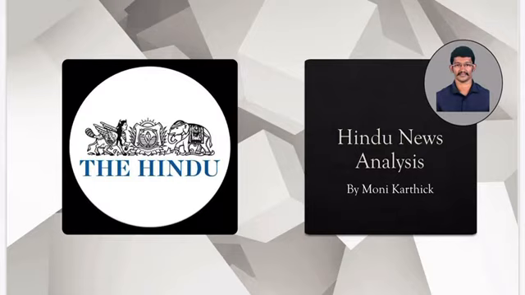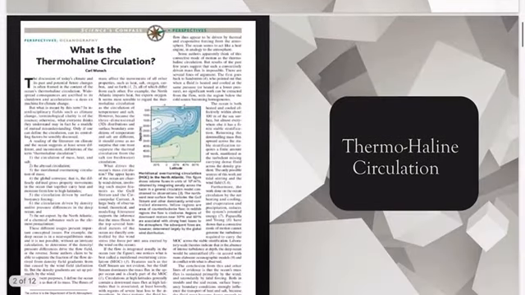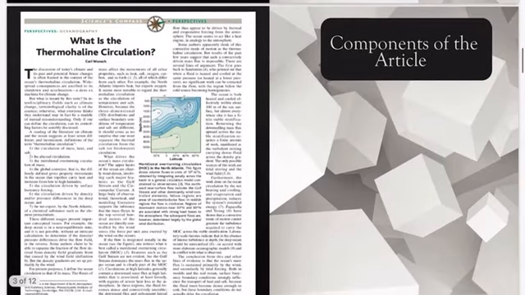In today's Hindu news analysis, we are going to discuss a very exciting topic called thermohaline circulation. Before going into the context, I just want to give an idea of what it is. So here we have to know about the tone of the article. Why? Because only when we know the tone can we get a pattern.